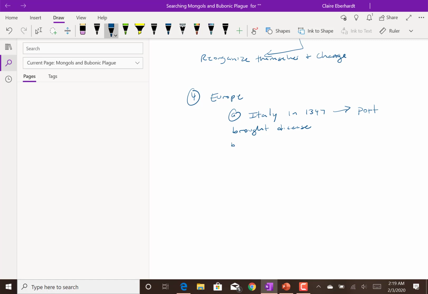From there, you end up with France in 1348. And then you have England by the end of the year of 1348. And then from England, it went to Germany in 1349, and Russia by 1351.